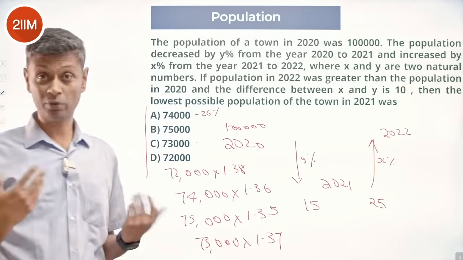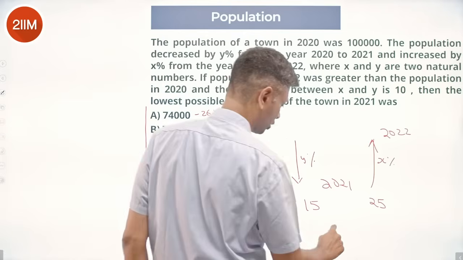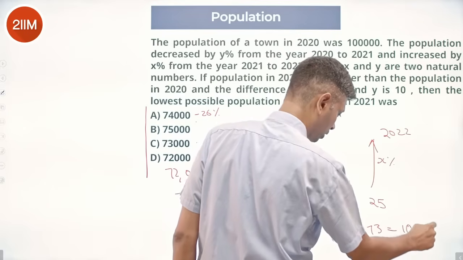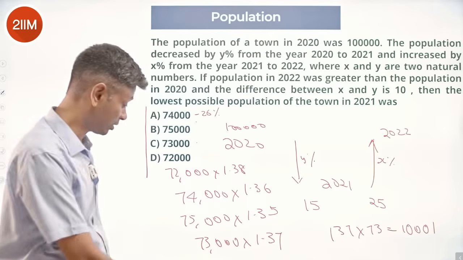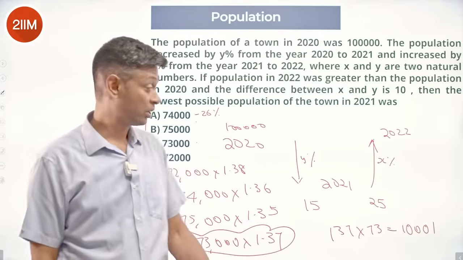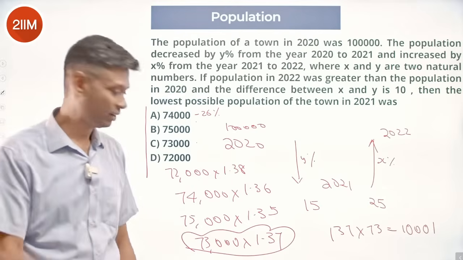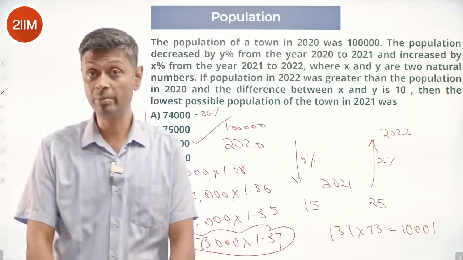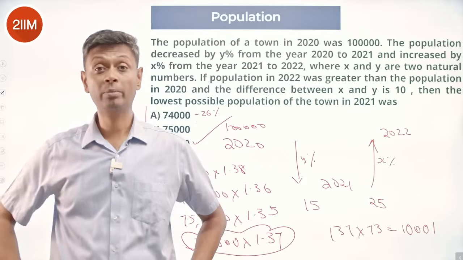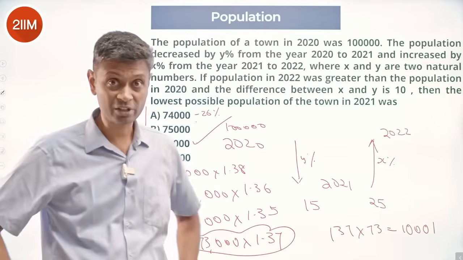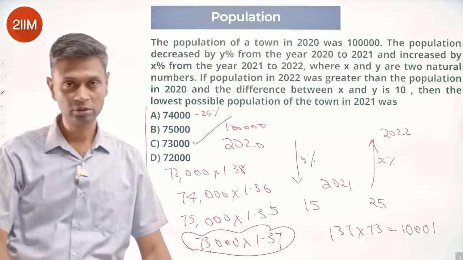I know this beautiful fact, which is a wonderful fact, that is 137 into 73 is 10,001. So I can look at this question and go, hey, this is very nice. Otherwise, we just substitute this, punch it to the calculator. If that's the answer, this is the number. Kind of question where we don't do algebraically, where we shouldn't be saying 1 minus Y by 100 into 1 plus X by 100 is greater than 1. And we know X is Y plus 10, find the least possible value. We're not doing that.